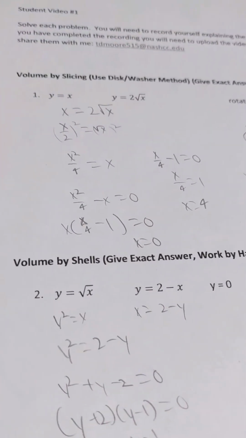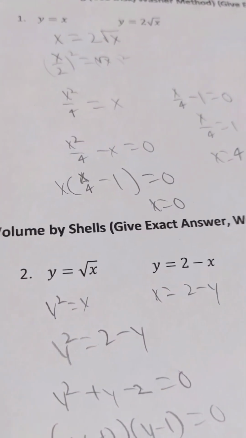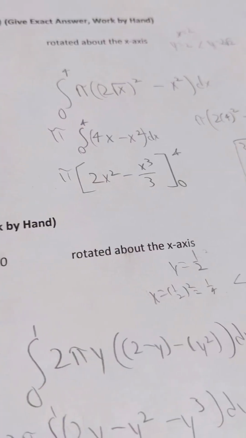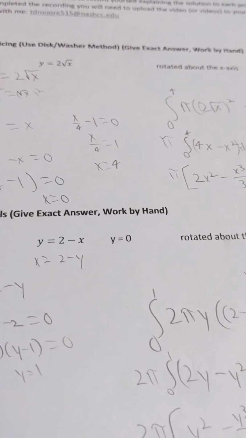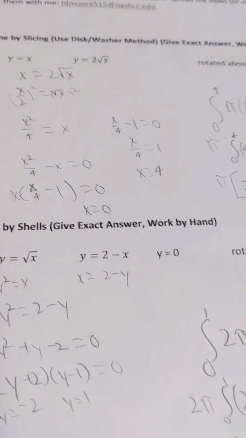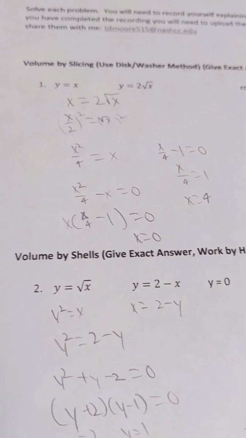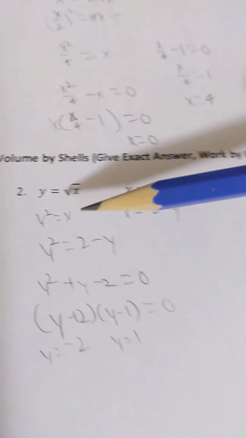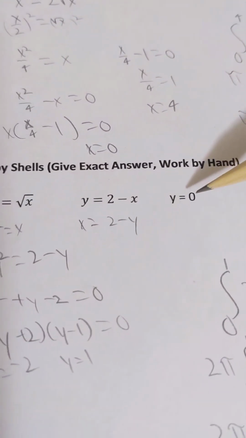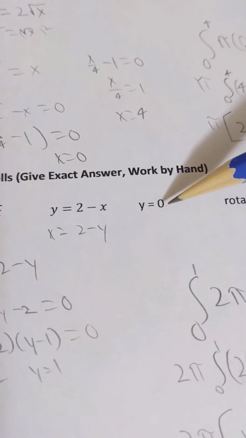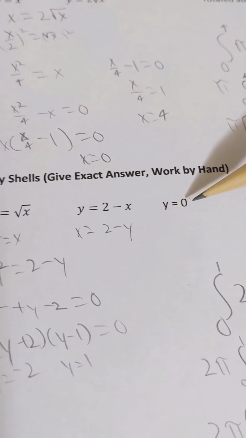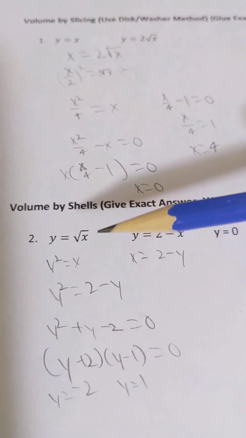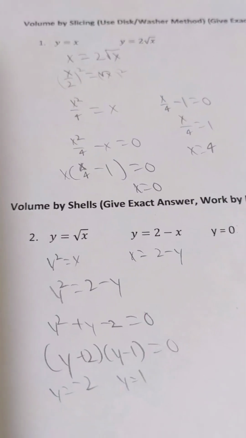Now, doing the shell method with y equals square root of x, y equals 2 minus x, and y equals 0, rotated about the x-axis. Doing this, you will need to integrate with respect to y, and so you need to change these into their x equals versions. So that's x equals y squared and x equals 2 minus y. The function like this basically acts as a bound, and because the original equation y equals square root of x only deals in the positive values, we will use that as the lower bound.